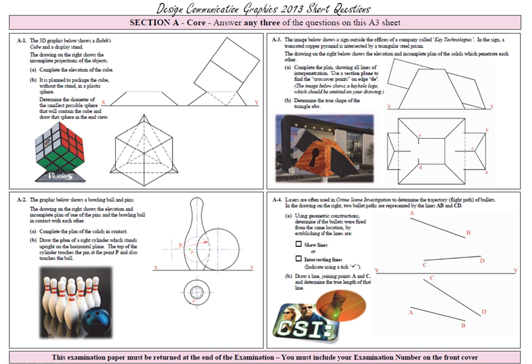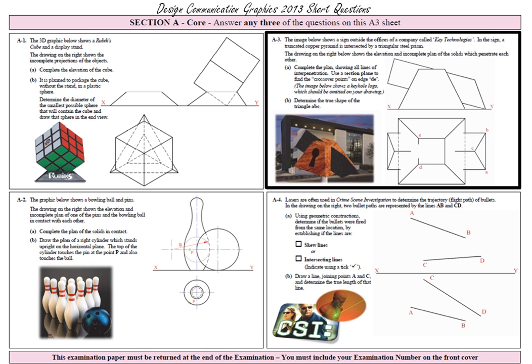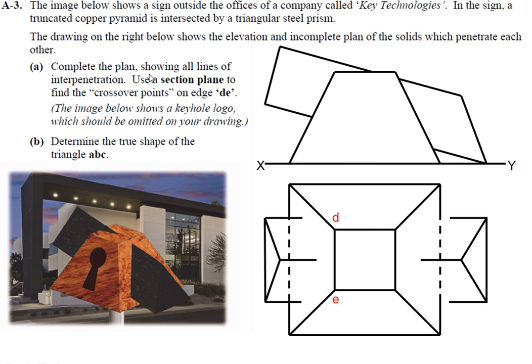2013 short questions. We're going to solve A3, which is a short question requiring you to use a section plane. Complete the plan showing all lines of interpenetration. Use a section plane to find the crossover points on edge DE. So there we have DE in our plan, which is contained as a point view here in our elevation.